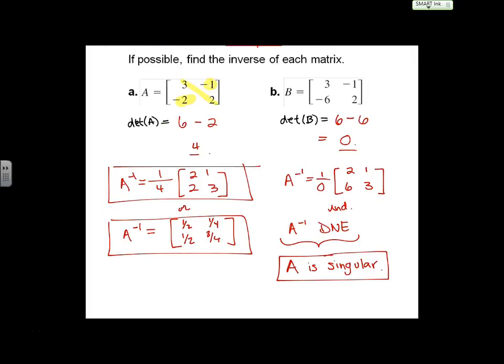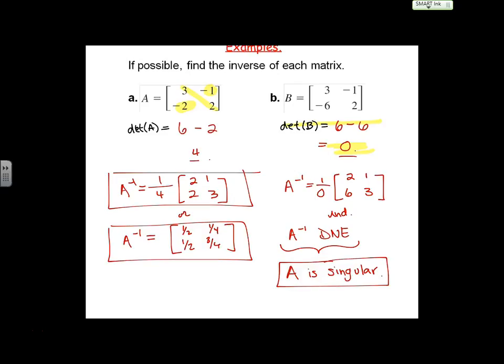And how were we able to know that? Its determinant was 0. So anytime a determinant is 0, the matrix is not invertible.